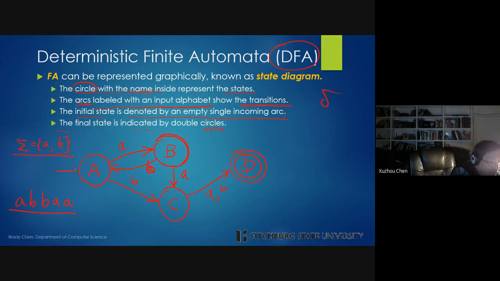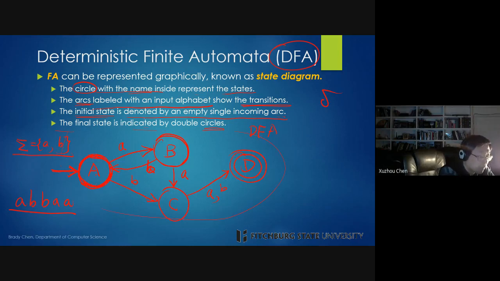A is the initial state. For the initial state, I use a single incoming arc with nothing at the source. If the arrow comes from nowhere, that means this is the initial state. So that's a single circle, not a double. Now how can I check? That's the finite automata, a deterministic finite automata I just created. It's a finite state machine.